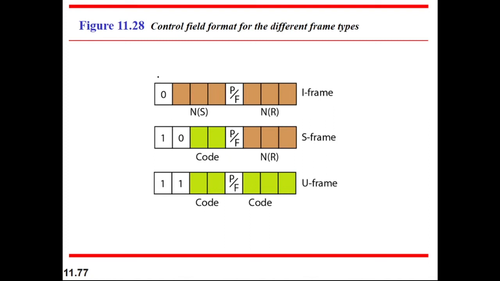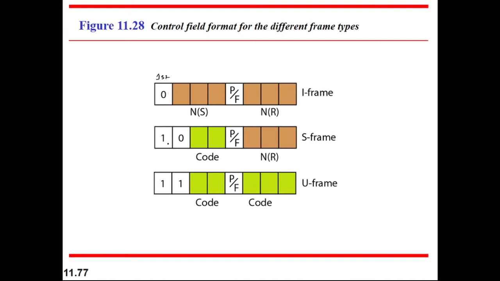So this is the first bit. Okay, this is the first bit, and it is 0. This means the I frame. So suppose a frame is provided to you, and the starting bit is 0, that means you will identify that yes, this is an I frame.